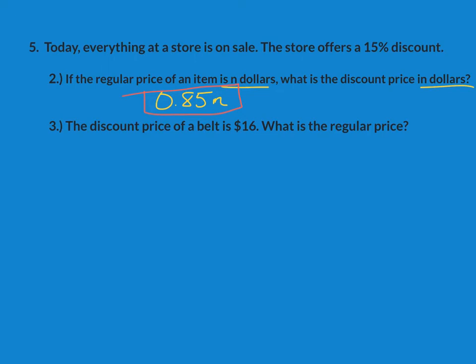Here we go now. The discounted price of a belt is $16. What is the regular price? So if I simply use the expression that I wrote, and I know that I'm looking at the discounted price, I know that I got 0.85 n, because that's the expression, equals 16. Because remember, this is the discounted price.